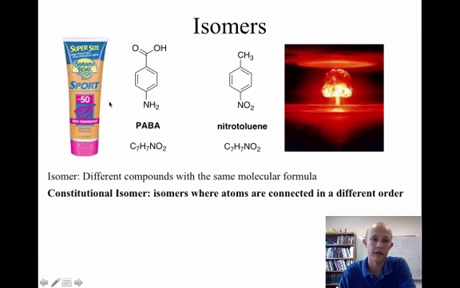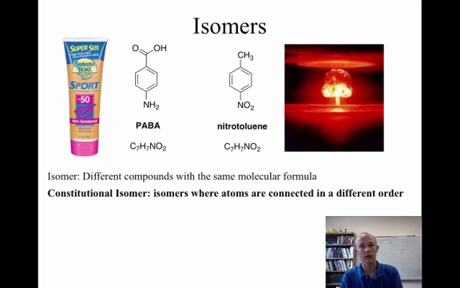For example, in some sunscreens, you have para-amino benzoic acid, which has a formula C7H7NO2. If you rearrange those atoms, you can get nitrotoluene. It has the same molecular formula, but it's an explosive. So you can see that it's important to understand the difference between different isomers. Even though they have the same formula, they can have vastly different properties. These are a special kind of isomer called constitutional isomers. Those are isomers where the atoms are connected in a different order.